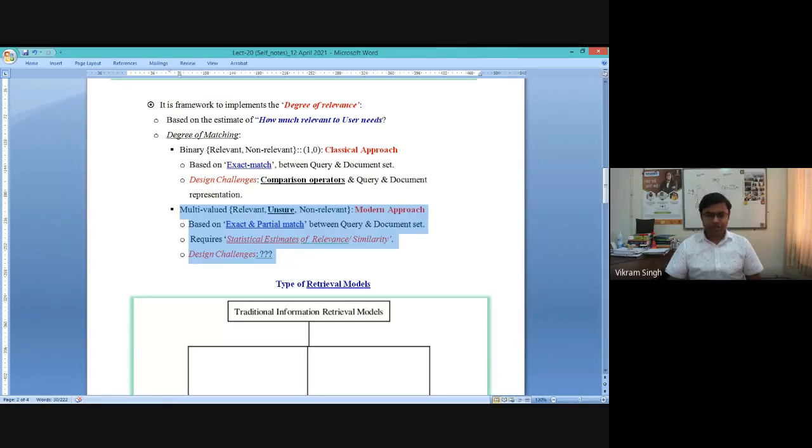So for today's lecture, that's it. These are the things which I wanted to share with you before starting the fundamental or internal structure of retrieval models. Now, if you have anything to raise, you can let me know.